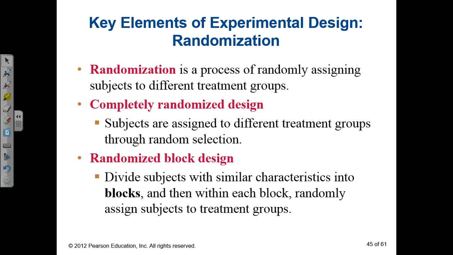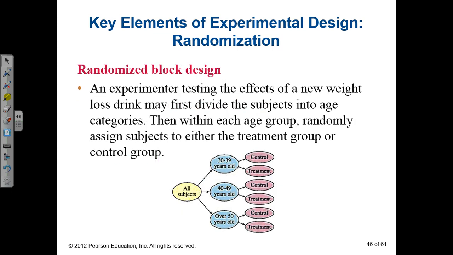A randomized block design means we divide subjects with similar characteristics, such as gender, into blocks, and then within each block randomly assign subjects to treatment groups. So for example, we have all of our subjects, right? There's our population. Then we blocked them by age and then randomly assigned some from this group into the control group, some into the treatment group, randomly assigned from this group into control, into treatment, and randomly picked from this group to go into the control or into the treatment.